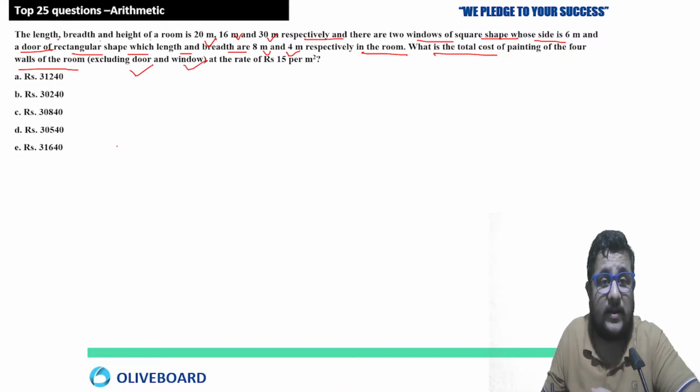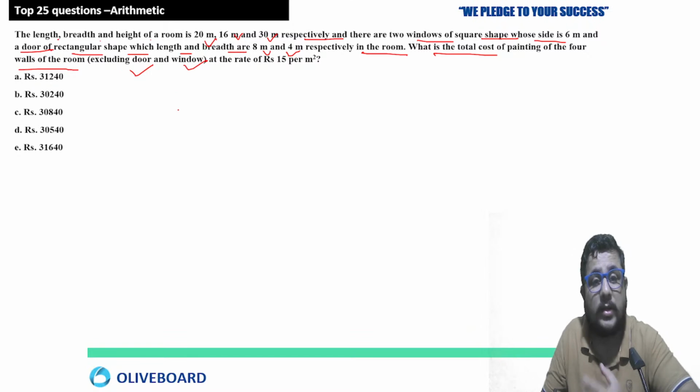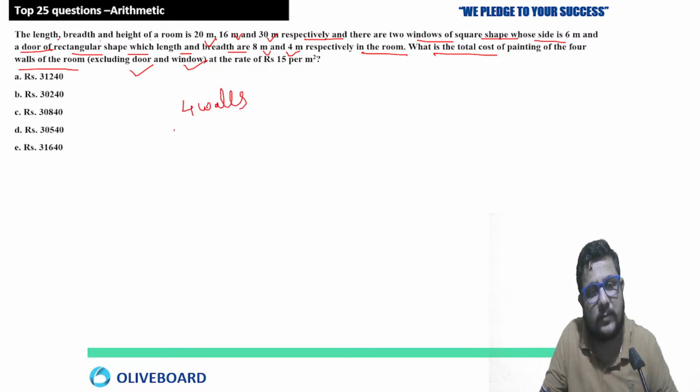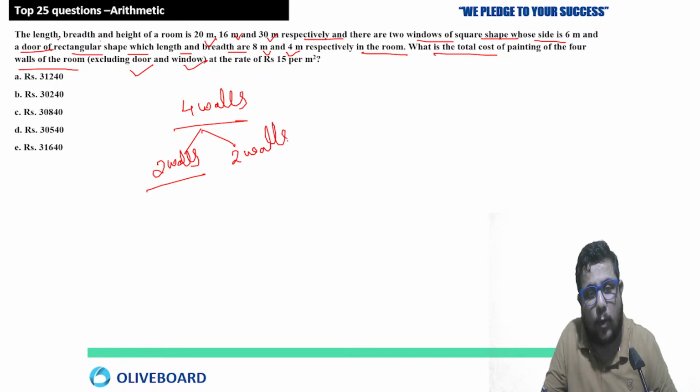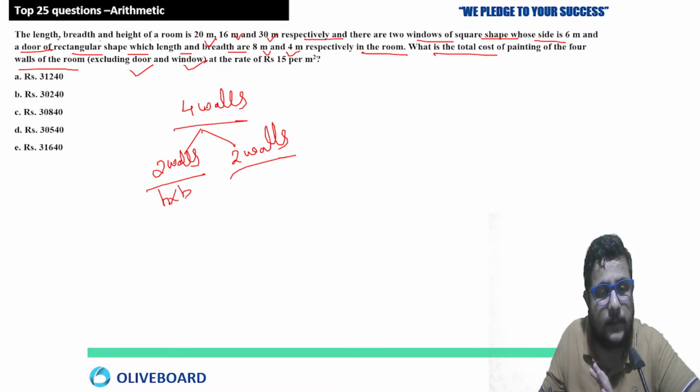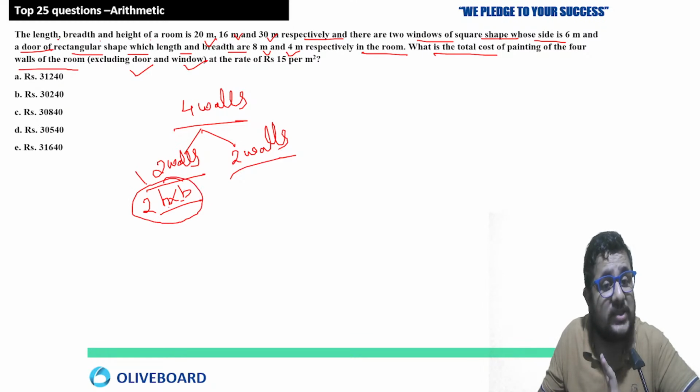Okay, there will be 4 walls. So they are talking about a room. A room is a cuboid shape structure. So there will be 4 walls, and 2 parallel walls, which are opposite to each other, will have the same dimension. One pair will have height into breadth, so the total area of these 2 walls is going to be 2 into h into b. Are you getting my point?